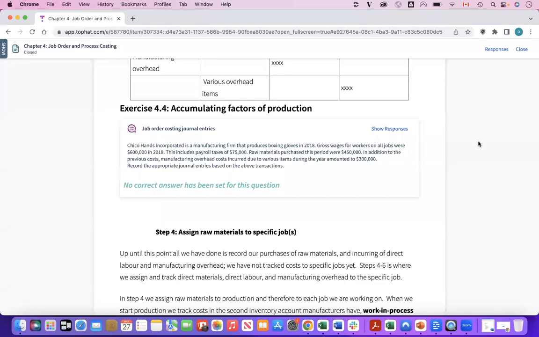All right, let's take a look at exercise 4.4 here, dealing with the journal entries related to accumulating the factors of production. And reminder, those factors of production, as you see above, are direct material, raw materials, labor charges, as well as manufacturing overhead. Those factors of production, in other words, are just your product costs.